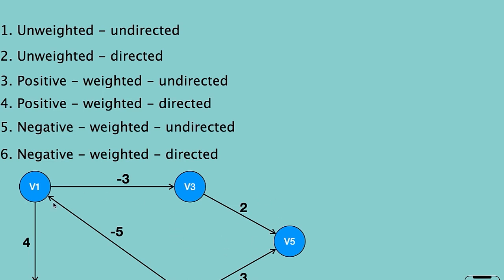So here you can see that we can easily go from V3 to V5, but we cannot come back from V5 to V3. So this is a directed graph and we have a negative edge, so this is a negative weighted directed graph. Now with this, we have completed all 6 types of graphs. So hopefully everything is clear about these types.